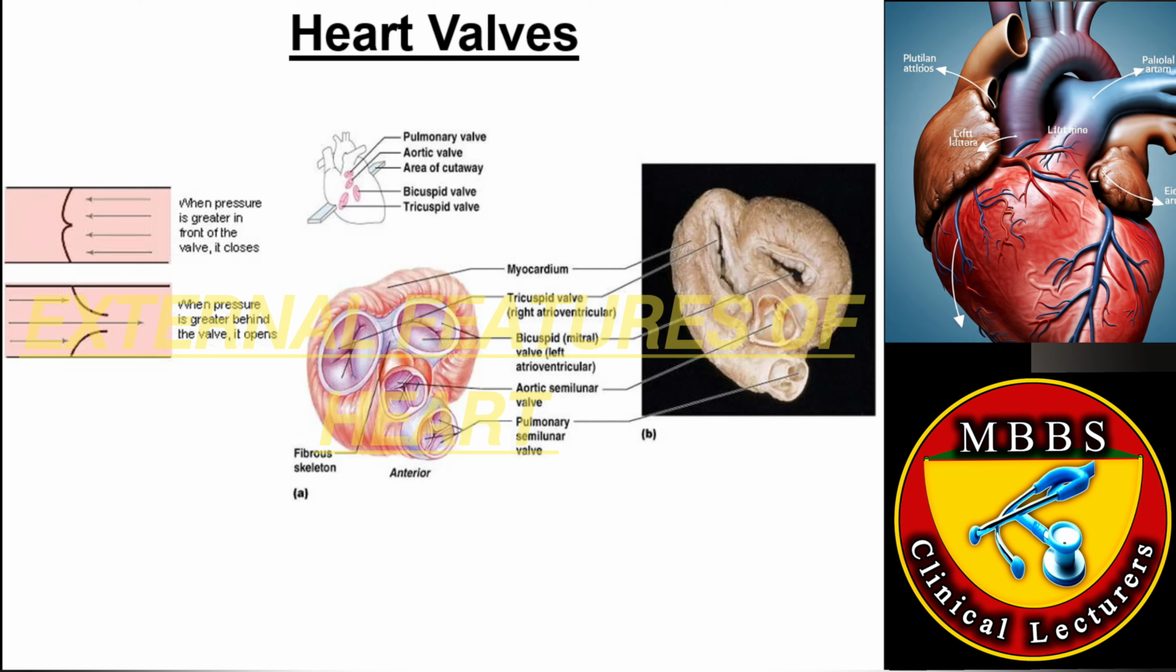The heart valves ensure the unidirectional blood flow through the heart, so that the blood should not come back. Atrioventricular valves lie between the atria and the ventricles. This is the atrioventricular valve. This is the bicuspid valve, and the right atrioventricular valve is the tricuspid valve.